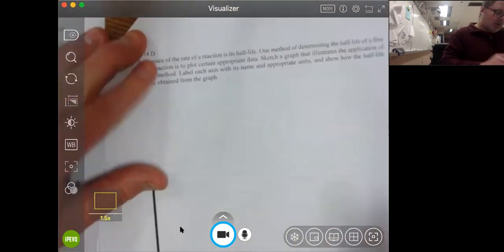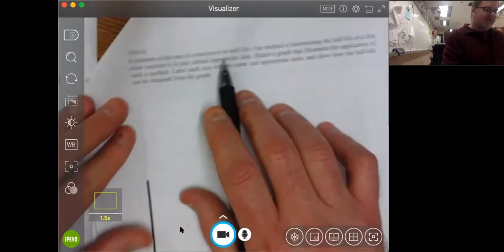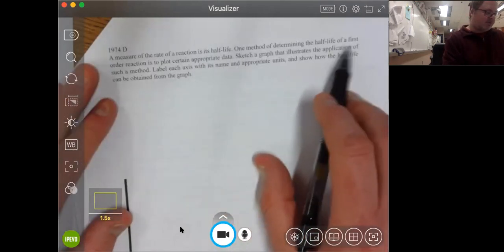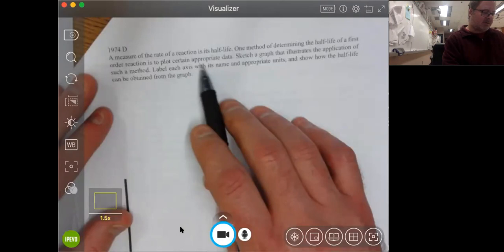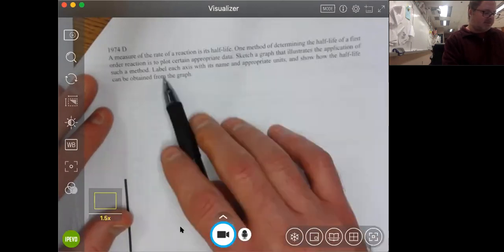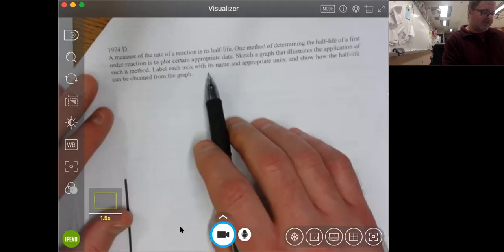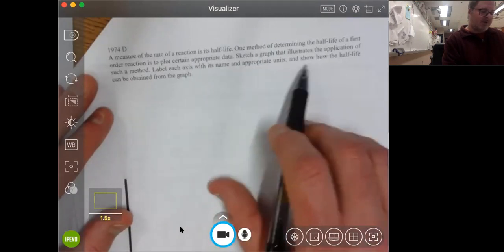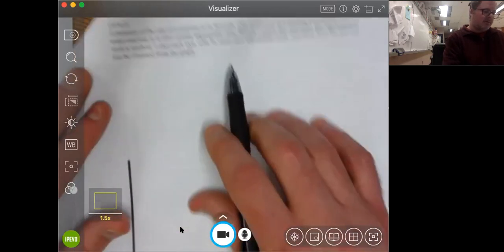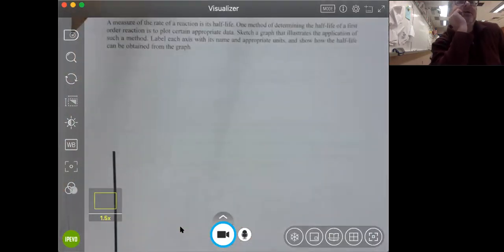Here we go. So the measure of a rate of reaction is its half-life. One method of determining half-life of a first order reaction is to plot certain appropriate data. Sketch a graph that illustrates the application of such a method. Label each axis with its name and appropriate units and show how half-life can be obtained from a graph. So this is kind of a trick question because they're asking you for a graph about a first order reaction, right?